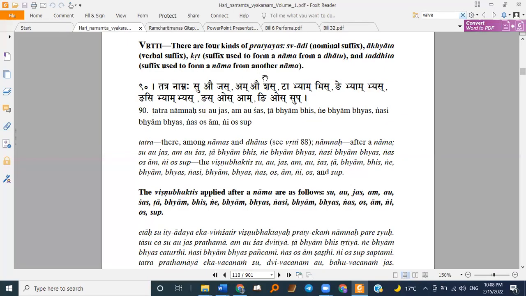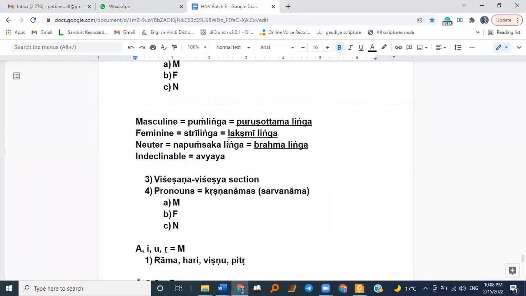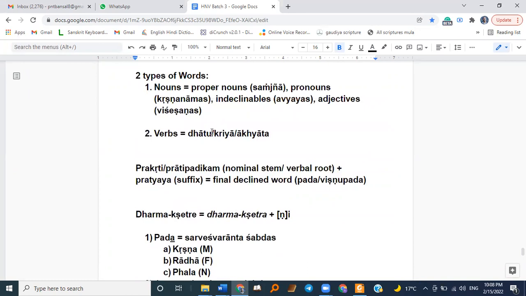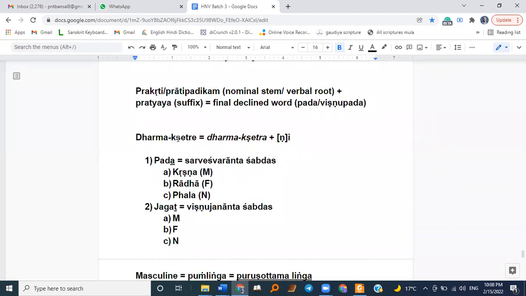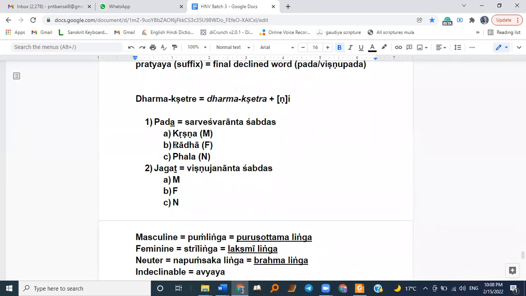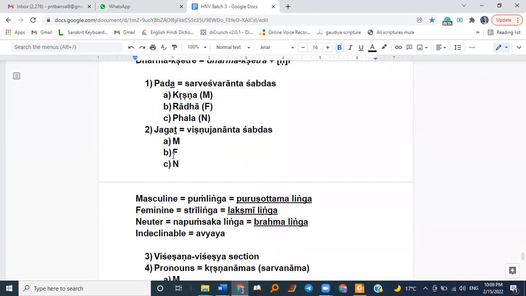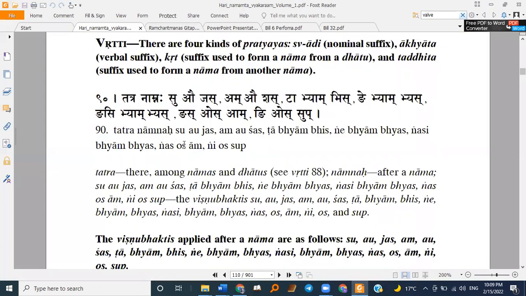Okay, now then we studied that there are two kinds of prakritis. What are they? They are the nominal prakriti, let's say, the nominal base, and then we have the verbal roots. So those are the two kinds of prakritis, and pratyayas are of four kinds. So the first set of pratyayas is called swadi. These are the pratyayas which we use with the nominal base. So they are as follows.